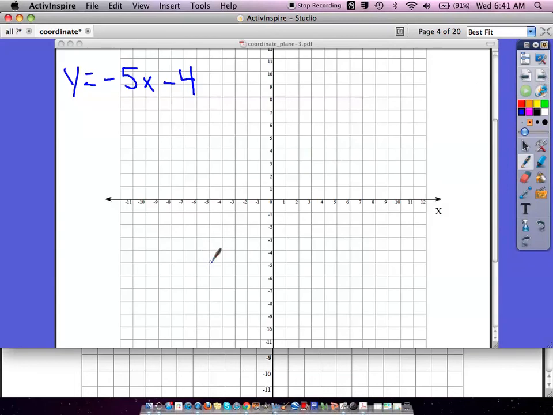All right, our next one. Again, I'm going to start with the y-intercept. Where is it going to cross this y-axis? Right here, negative 4. It's not plus 4, it's minus 4, so we've got to start it down here.